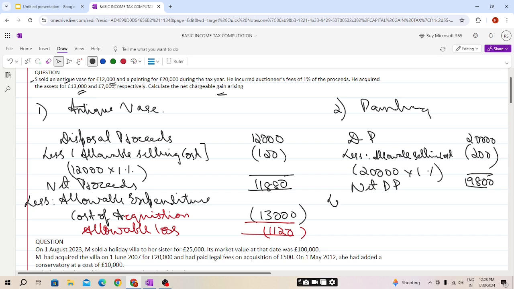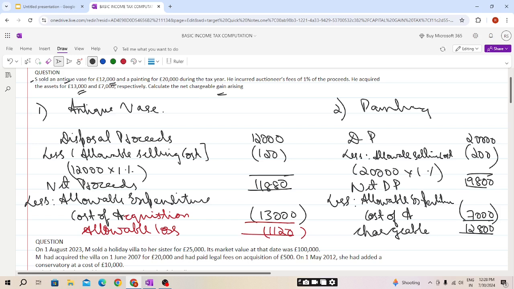So our net disposal proceeds is, students, 198,000, less allowable expenditure. So the cost of acquisition is only given, students. So this will be 7,000. This will be 191,000. This will be our chargeable gain. I hope this calculation is clear.